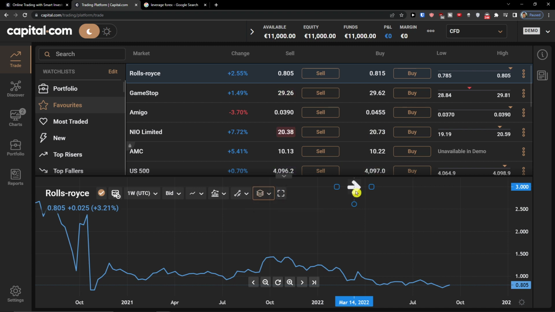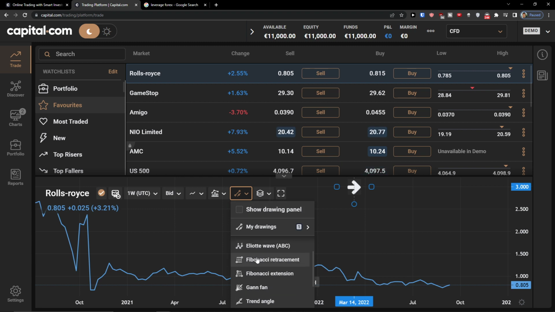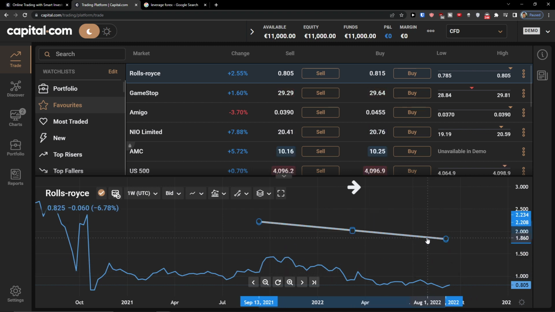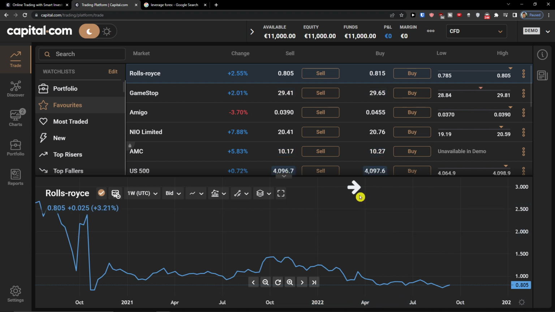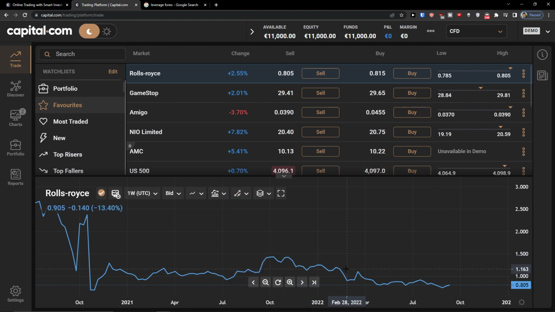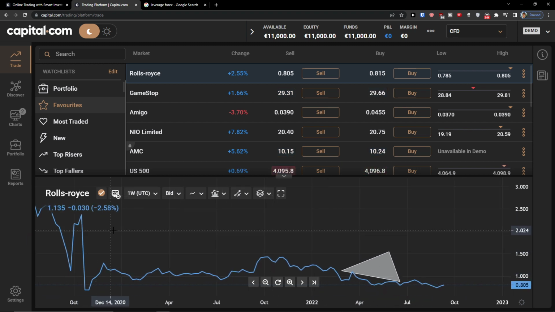So that's what you can do. Then let's say I can add a channel like this, see? Then I can simply have a drawing tool and add a text or a triangle. So that's something you can do too. And that's pretty much it.